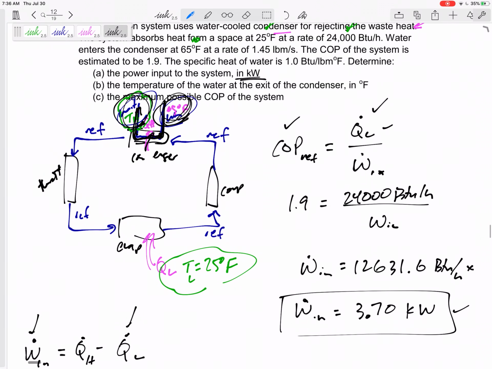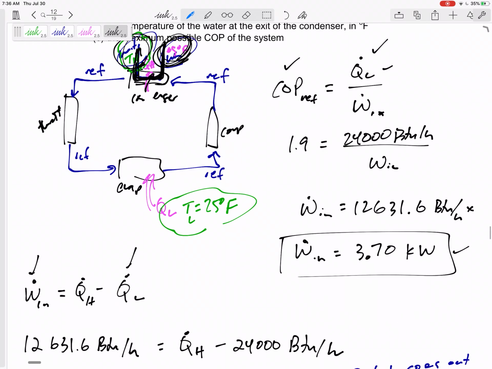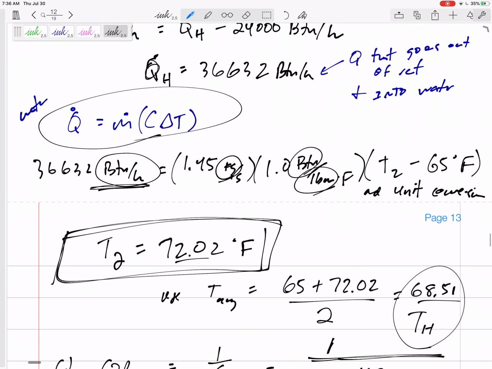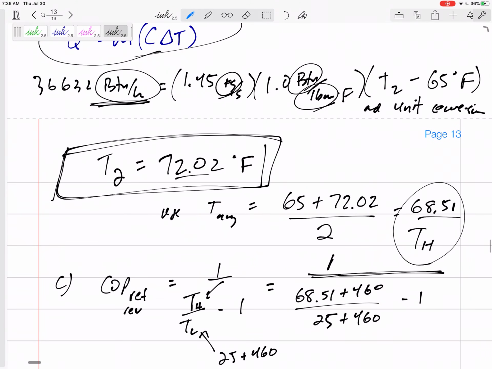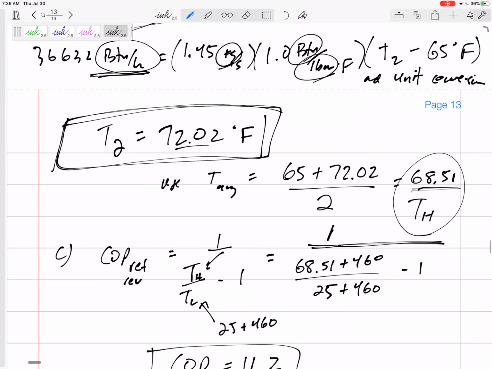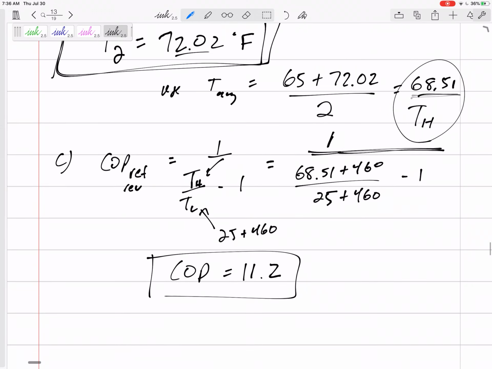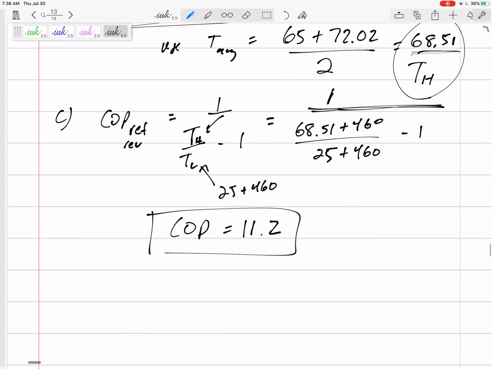I don't know if we've done one that has a water-cooled condenser, but it's rejecting the Q from the refrigerant into water instead of into air. And the water is coming in at a temperature of 65. We got to figure out what it's leaving. It's leaving at a temperature of 72. So the average temperature of that water, the refrigerant is rejecting heat into the water at about 68.5 degrees Fahrenheit. So use that for my TH for the coefficient of performance. That was a tough one.